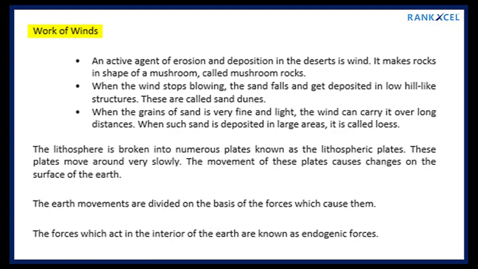Work of winds. An active agent of erosion and deposition in the deserts is wind. It makes rocks in the shape of a mushroom, called mushroom rocks. When the wind stops blowing, the sand falls and gets deposited in low hill-like structures. These are called sand dunes. When the grains of sand are very fine and light, the wind can carry them over long distances. When such sand is deposited in large areas, it is called loess.